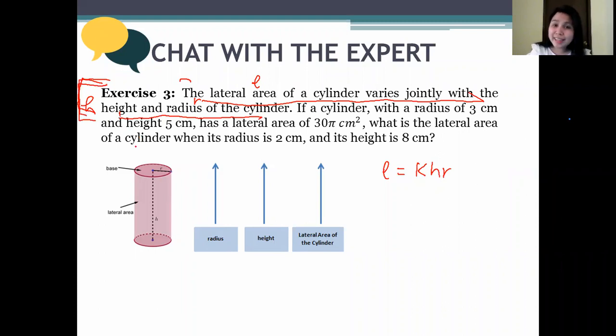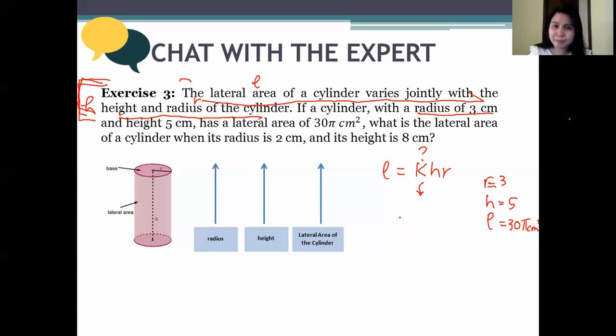Next, we'll identify the given. It says if the radius is 3 cm and the height is 5 cm, the lateral area is 30 pi cm squared. Now, what are we going to do next? We need to solve for K. And to do that, we need to substitute R, H, and L.